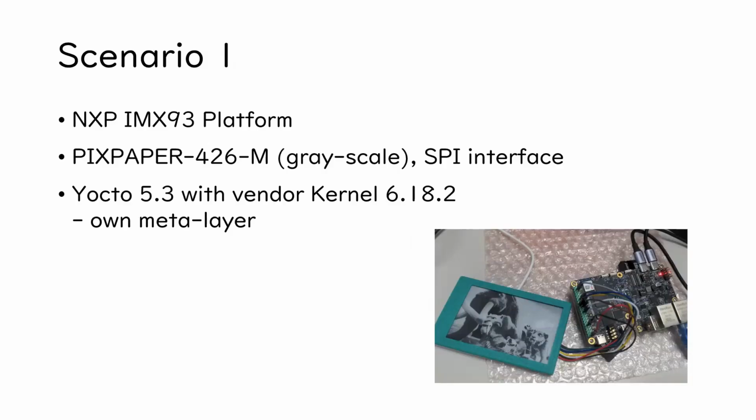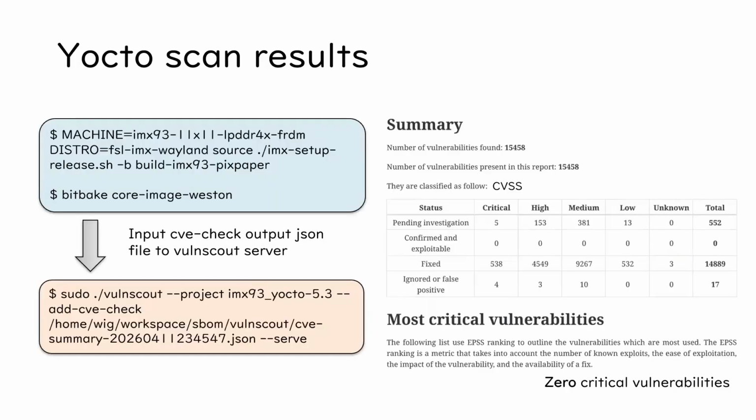And this is one of the scenarios. We are using the NXP i.MX93 platform with our e-paper, running Yocto 5.3 with kernel 6.18.2. We need to compile Yocto first to get an image and SBOM file for Vulnscout. Then the right side is the scan result. As you can see, the CVSS critical CVE issue count is only 5, and the most critical vulnerability EPSS issue is 0. No critical vulnerability.